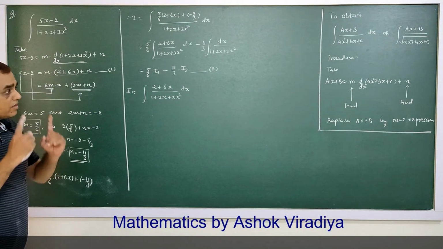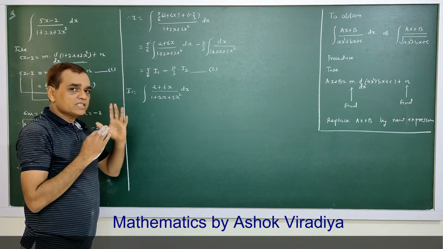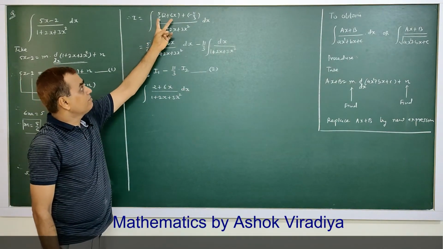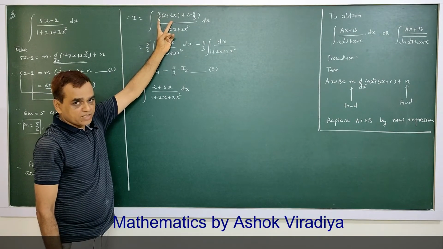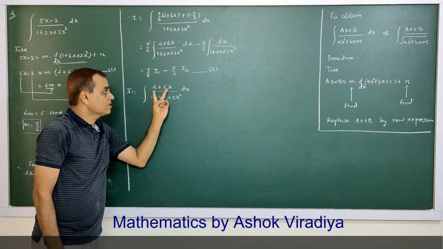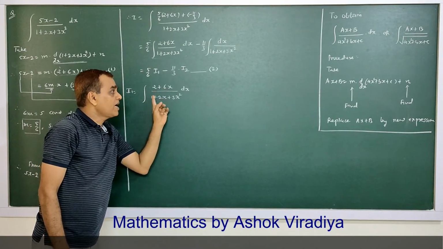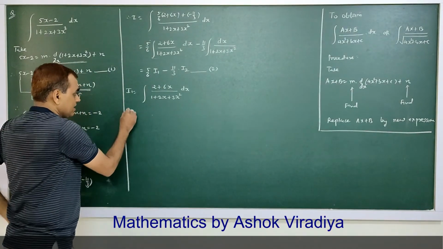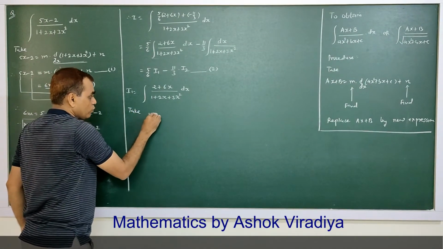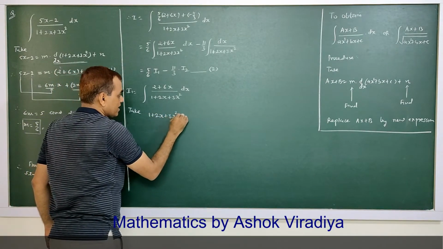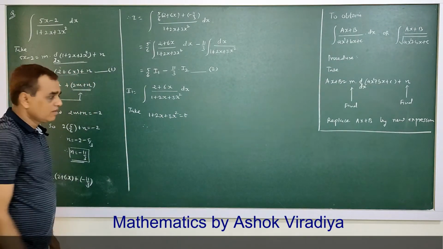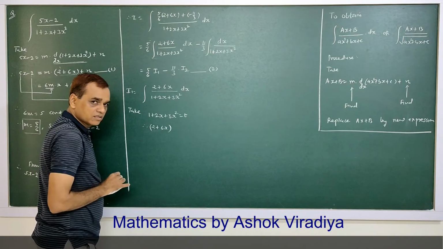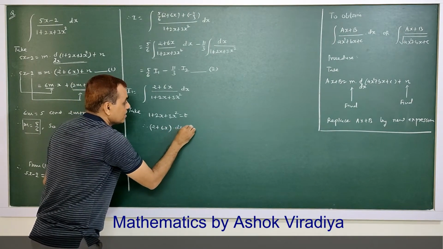Now look, in this method, whatever will be the first term of the numerator, it will be nothing but the derivative of the denominator. So taking this as t, 1 plus 2x plus 3x square equal to t. Its derivative is 2 plus 6x into dx equal to dt.